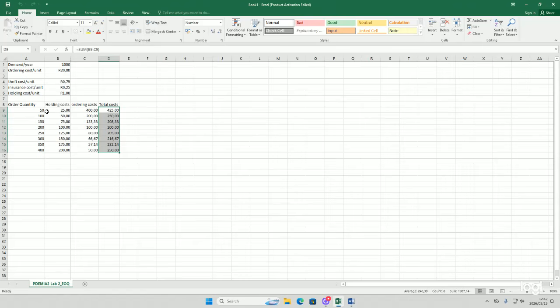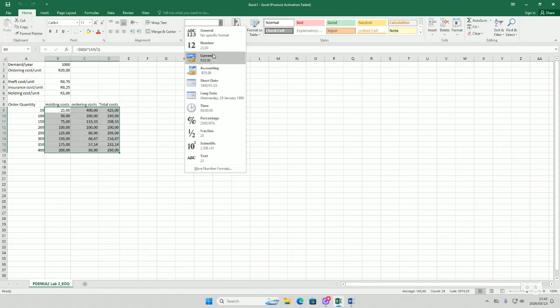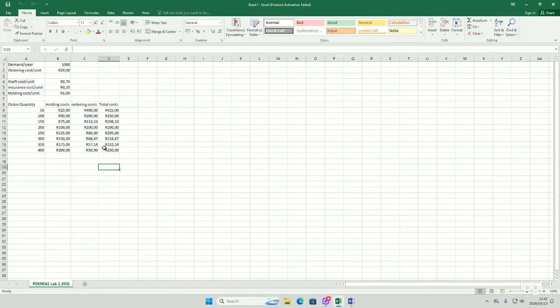Okay, now highlight all these, only the values, and then change from number to currency, because here we are dealing with costs. So you have to put those rands. So now we check. We want to calculate our EOQ cost.